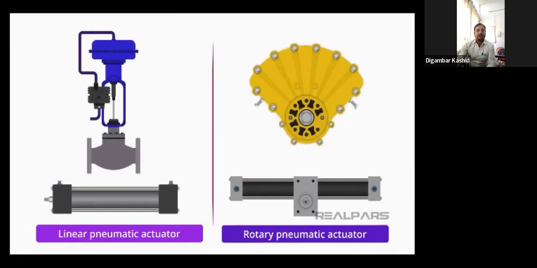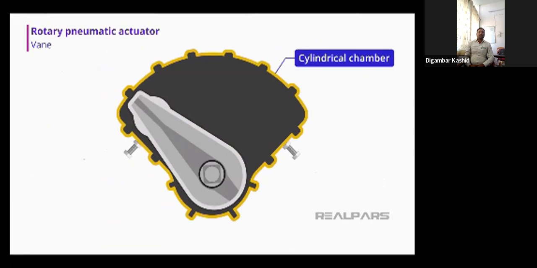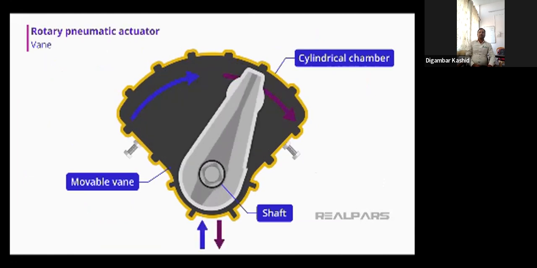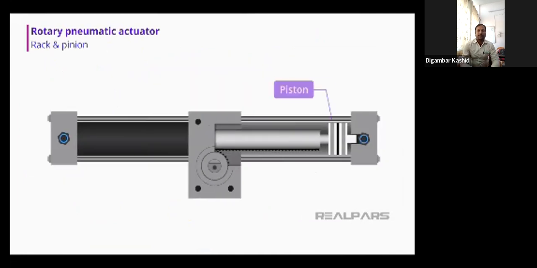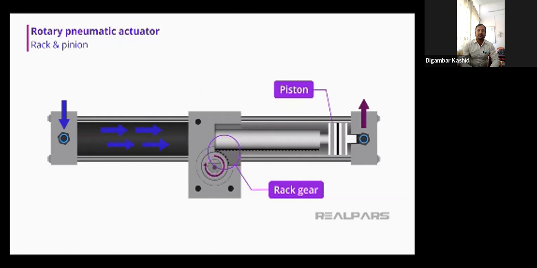Let's look at some examples of how rotary and linear pneumatic actuators are operated, as there are many different types of each. In the rotary pneumatic actuator category, the vane style and the rack and pinion style are very common. Vane actuators have a cylindrical chamber in which a movable vane is mounted on a shaft. Pneumatic air under pressure applied on one side of the vane causes it to rotate through its stroke. Rack and pinion actuators use a piston attached to a rack gear. When pneumatic pressure is applied, the piston and rack move linearly, rotating the pinion gear and drive shaft.